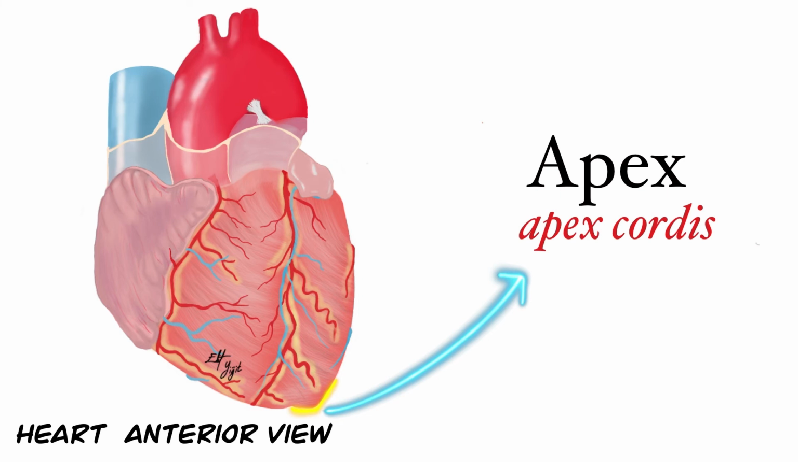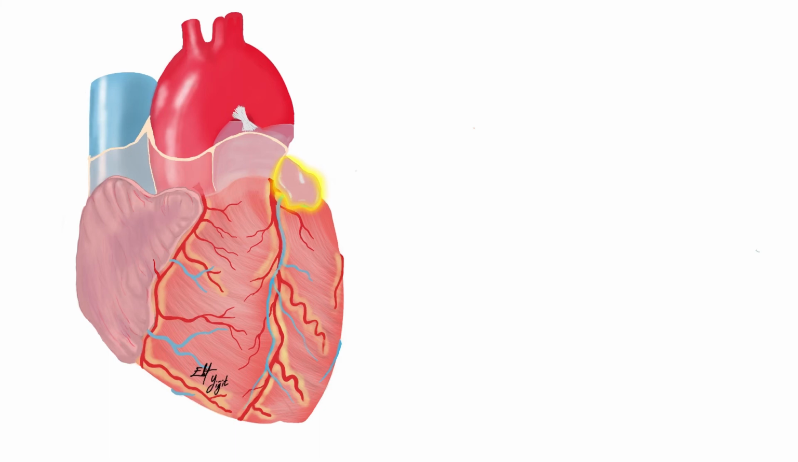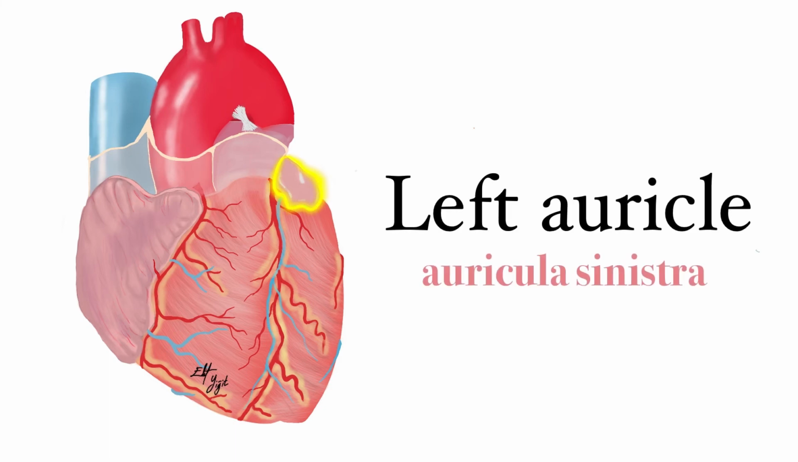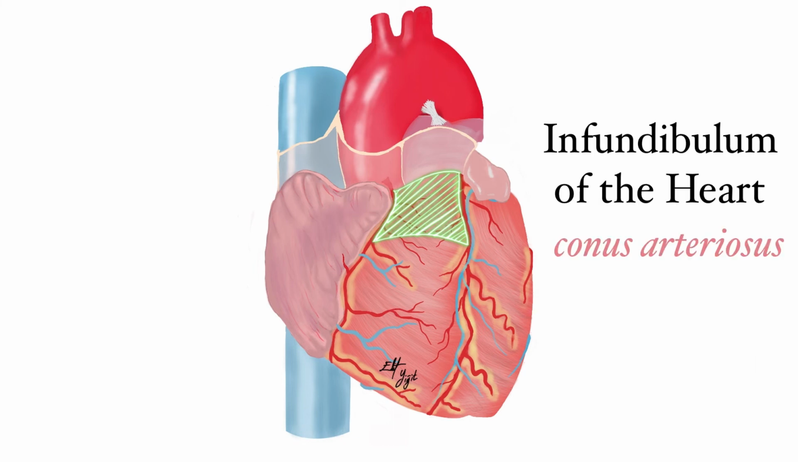Apex cordis belonging to the ventricles sinister is covered by left lung and pleura. Not only the apex cordis, also the auricula sinistra is visible on the facies sternocostalis. There is a conic-shaped pouch at the upper left part of right ventricle. Pulmonary trunk arises from here. This conical pouch is named conus arteriosus or infundibulum.